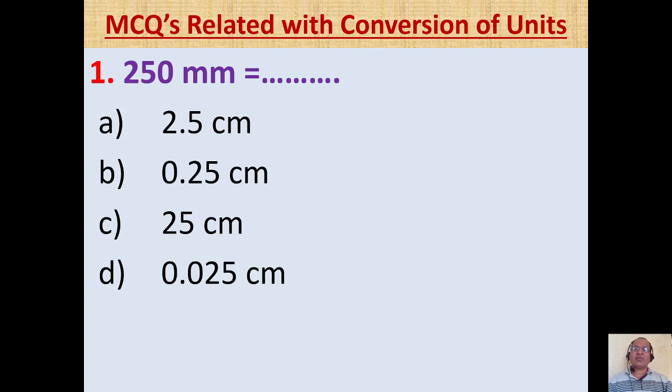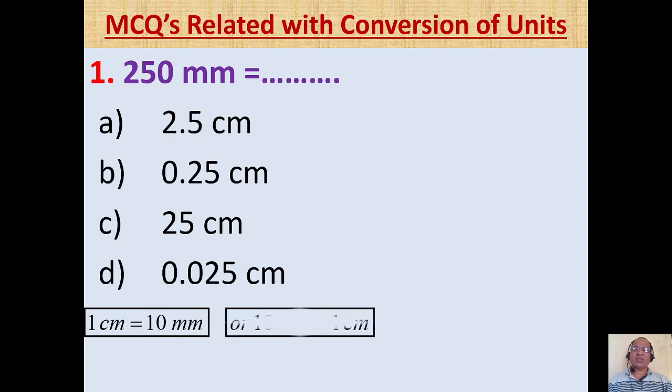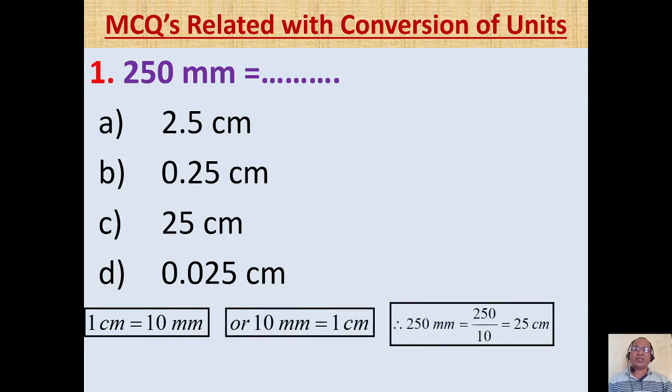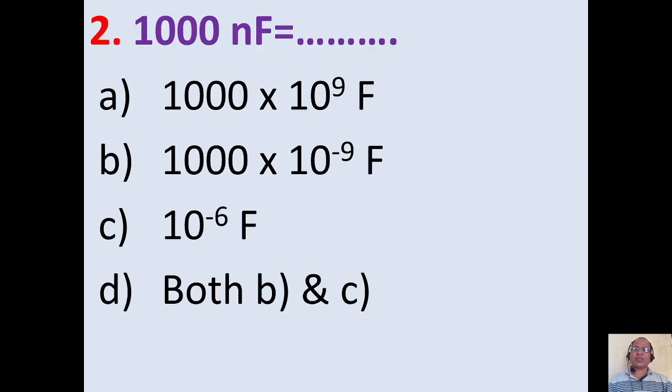First one, a simpler one: 250 millimeter we have to convert into centimeter. This MCQ looks very simple, but students always get confused with such MCQs. We know that 1 centimeter stands for 10 millimeter, or we can say 10 millimeter stands for 1 centimeter. So 250 millimeter is equal to 250 upon 10, that is 25 centimeters. So the correct option is option C, 25 centimeter.